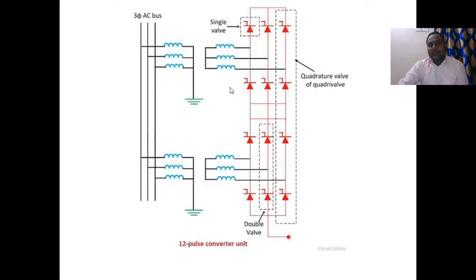This is a 12 pulse converter combining operation of two 6 pulse converters. This is a single valve, this is a quadrivalve, this is a double valve. So the arrangement is star to star with star to delta. This is the 12 pulse converter unit.